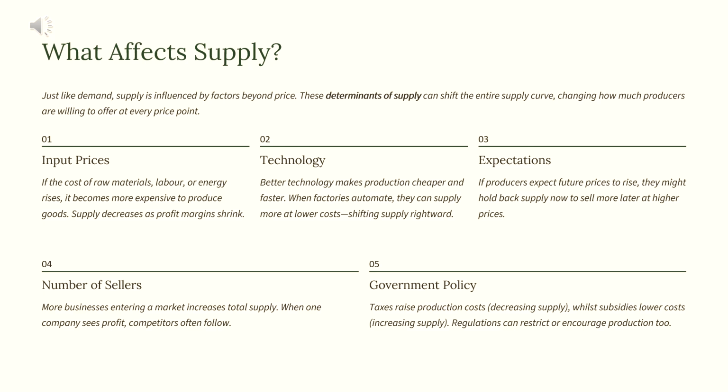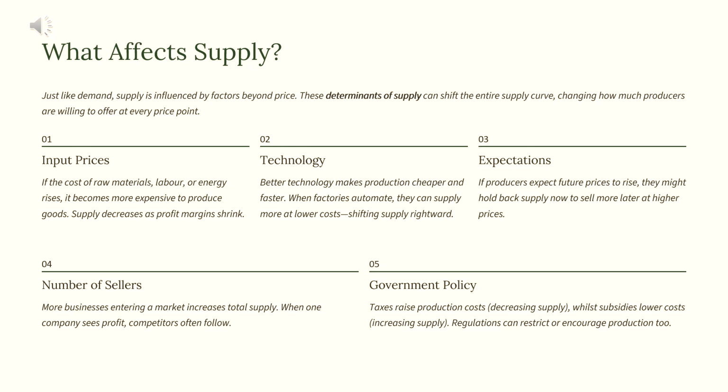Second, technology. Biotechnology makes production cheaper and faster. Manufacturers automate. They can supply more at a lower cost, shifting supply rightward. Third, expectations. If producers expect future prices to rise, they might hold back supply now to sell more later at a higher price.